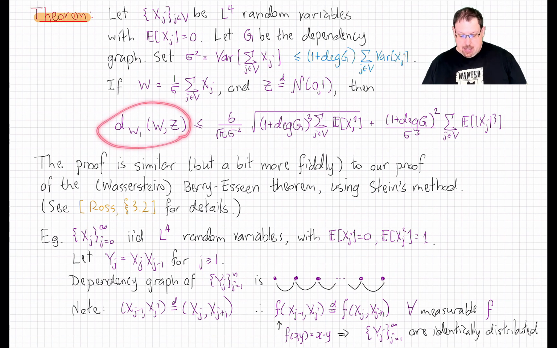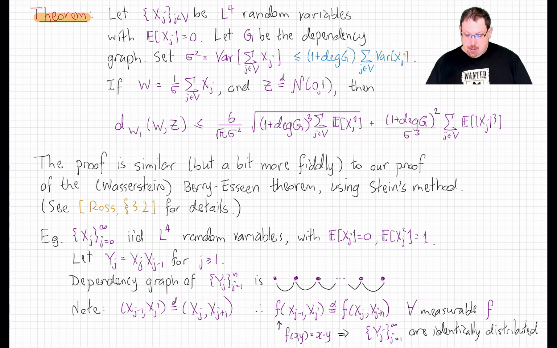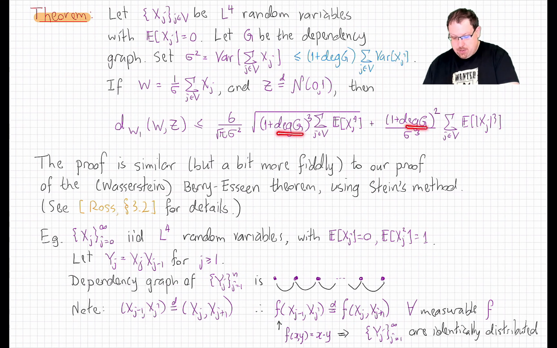The Wasserstein distance between W and a standard normal is bounded by a sum of two terms. This one involves a normalized sum of the fourth moments. This one, a normalized sum of the third moments. And what's critical about this is that we have 1 over sigma squared or sigma cubed in the denominator of these two terms, and the key bounding constant in both cases involves the degree of the dependency graph.